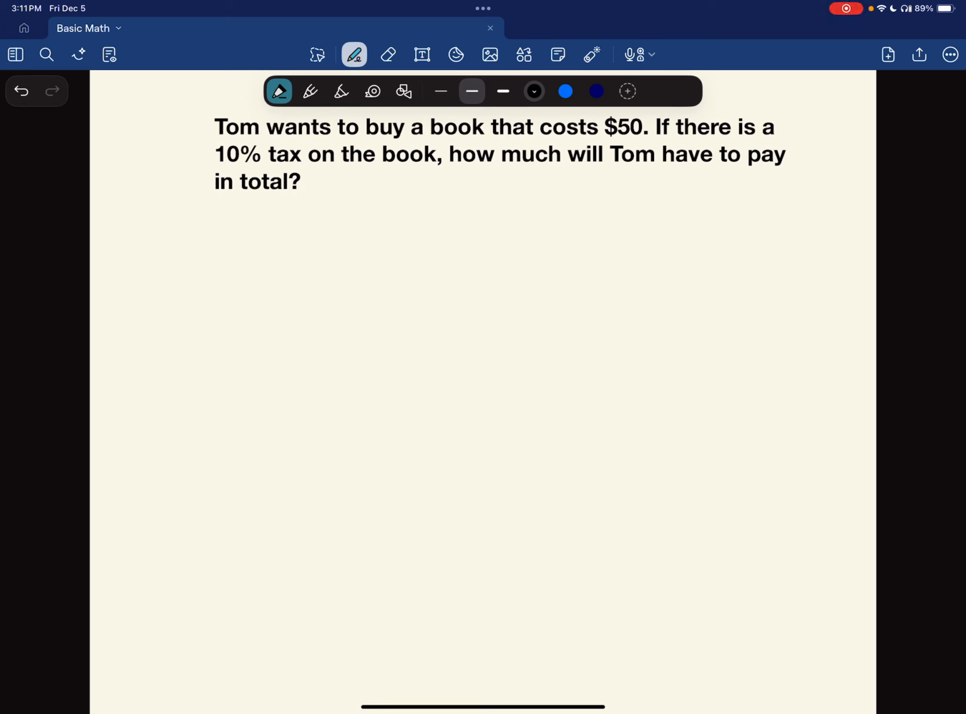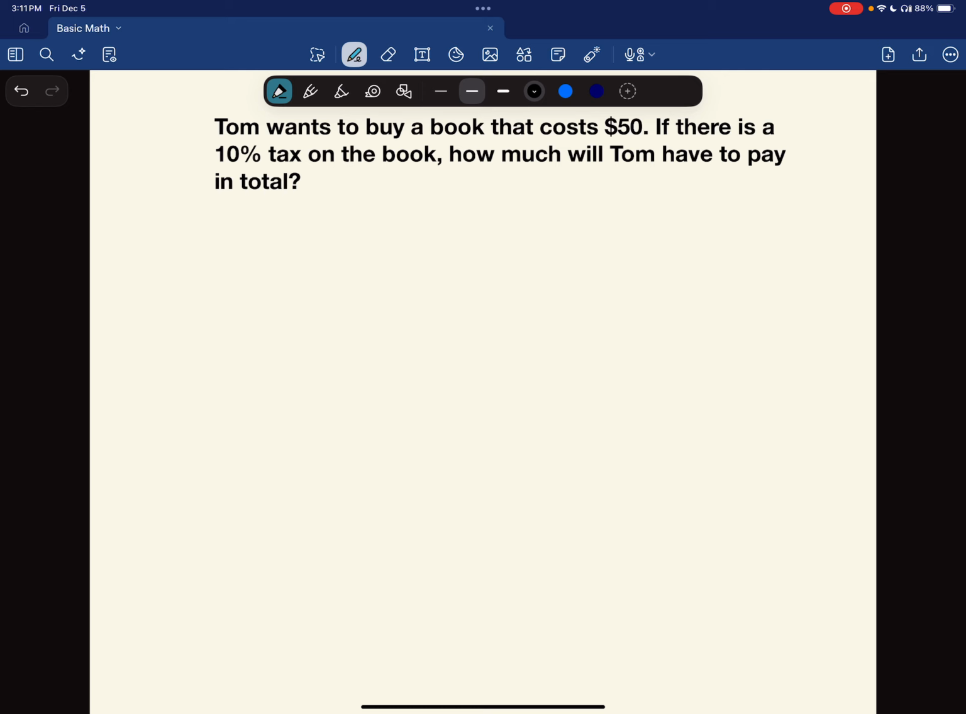Hello, everybody. Today I'm going to go over how to solve simple tax problems. On the screen, I have written down a simple tax problem. Let's read that. Tom wants to buy a book that costs $50. If there is a 10% tax on the book, how much will Tom have to pay in total?